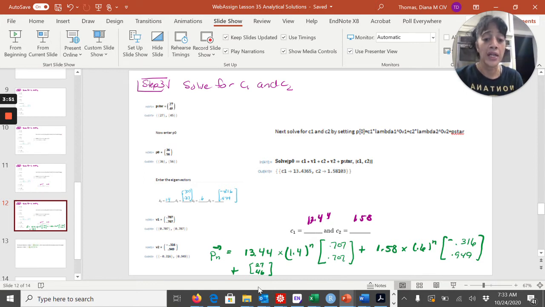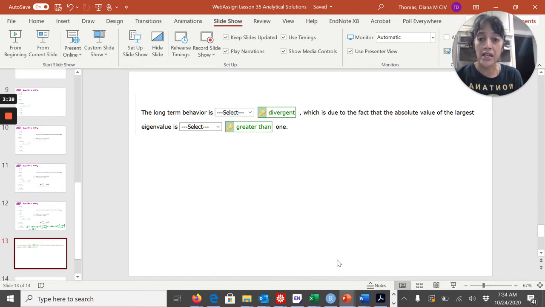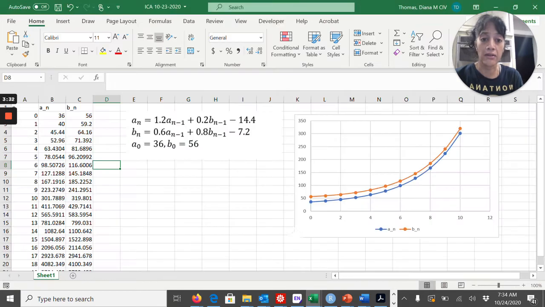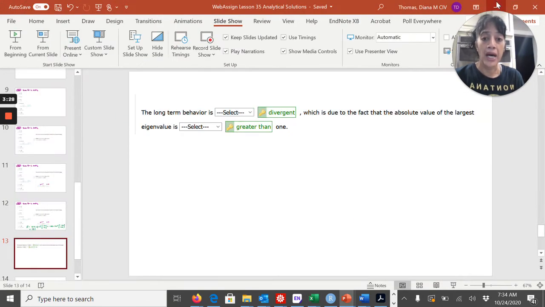I do have another crib sheet that once you have the solution, you can put it in there and type in what n is, and it will do the calculation for you. There's a lot of arithmetic here. The last question is to select the long-term behavior. I already know it's divergent because I can see that on Excel. It's divergent. A sub n and b sub n go to infinity. But you can also tell that from the eigenvalues.